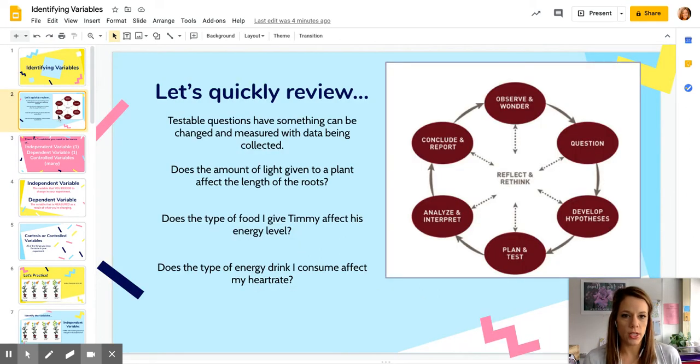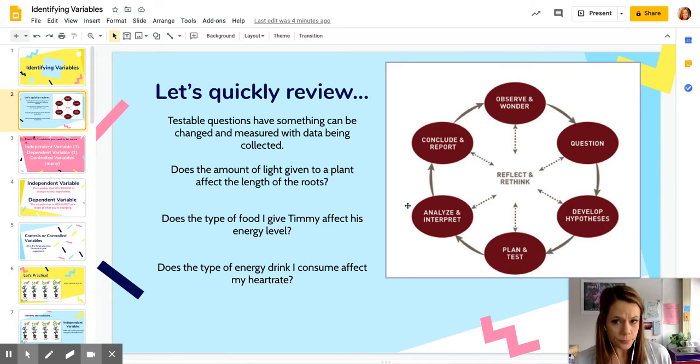When we are working with this wheel of inquiry, we start at the top, we observe, we wonder, we find something that we're curious about, which leads us to our question. We want to make sure that our question is testable, meaning that there's something that we're changing and something that we're actually gathering data on, something that's being measured. And eventually, within the next day or so, we'll start to get into this develop hypothesis part.